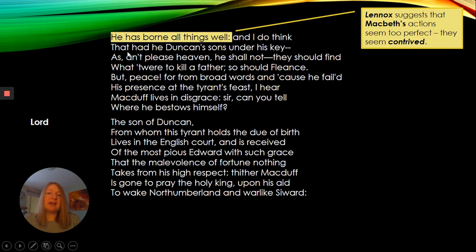Now, here, Lennox is talking about Macbeth. He has borne all things well. He suggests that Macbeth has done everything right, almost in a contrived way. It's all just a little bit too perfect. It all fits too perfectly. That Macbeth is almost planning his responses and playing a part. And so Lennox has seen through this veil that Macbeth has presented to cover over his guilt.